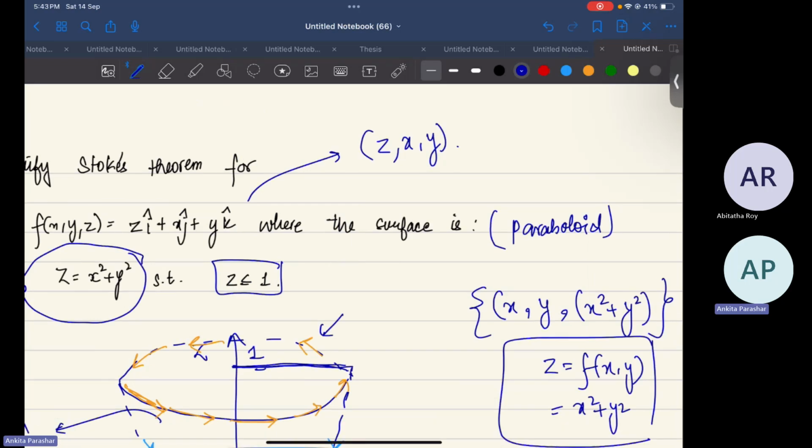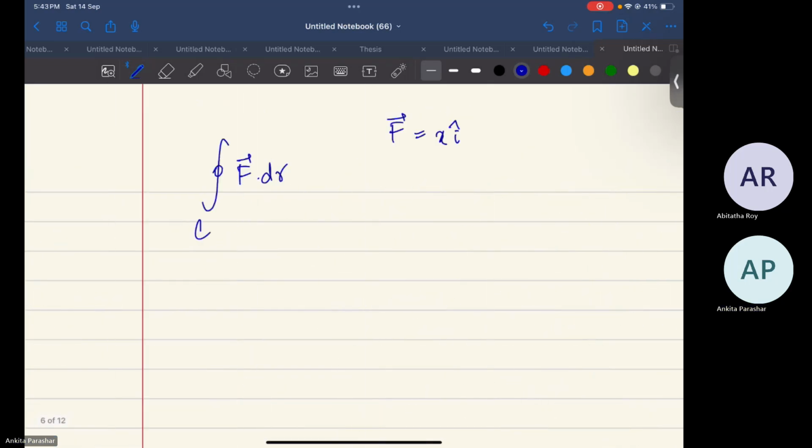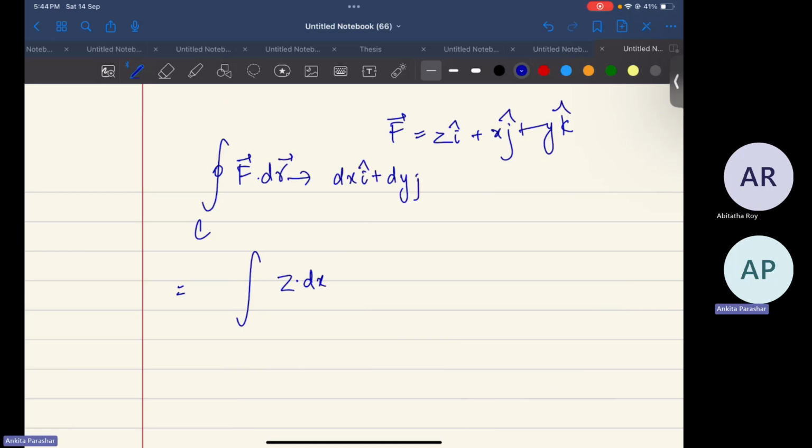Z i cap, x j cap, and then y k cap. Okay, so by definition, this is z times dx, because dr is nothing but dx i cap plus dy j cap plus dz k cap. So the dot product is z dx plus x dy plus y dz.